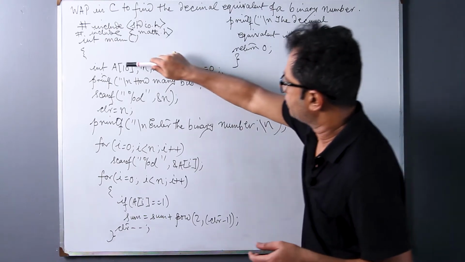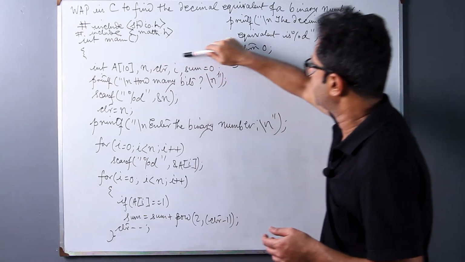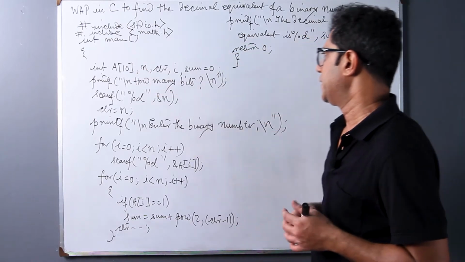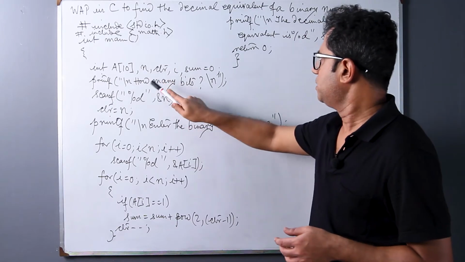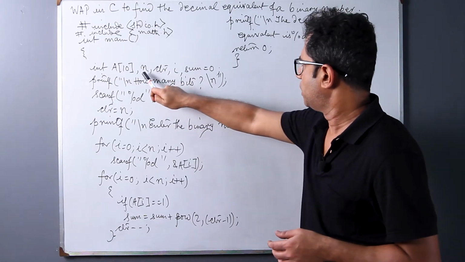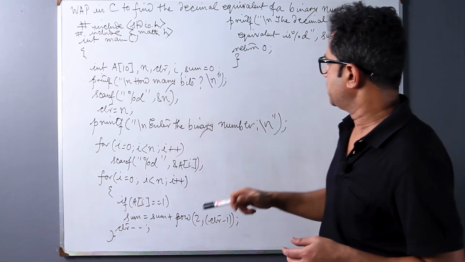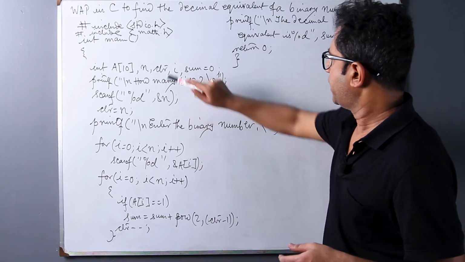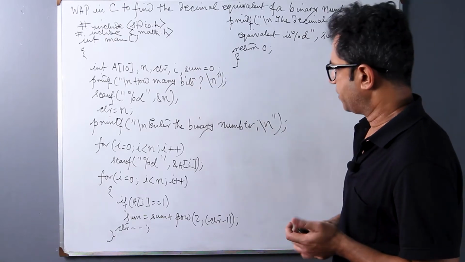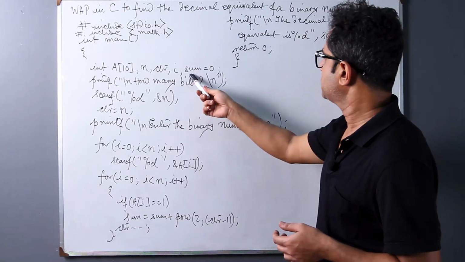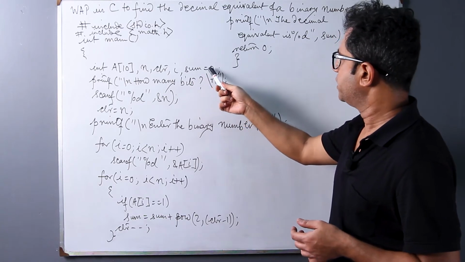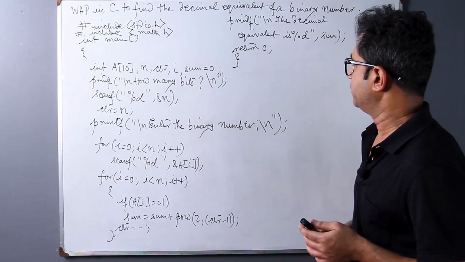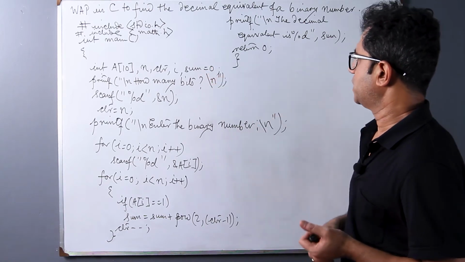Now I have beforehand declared some variables, including one integer array which is named int a10. N is the number of bits to be entered by the user. CTR is a counter variable. I is the loop variable, and sum will ultimately give us the decimal equivalent of the binary bit pattern. So this sum is initialized to 0 beforehand.